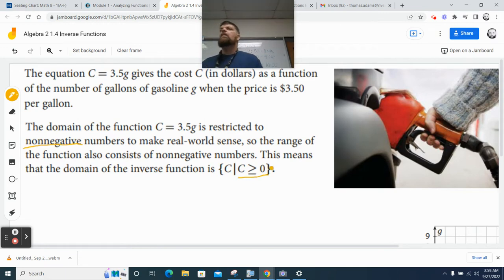Okay? And if you think about that in the context of the problem, I could have 0 gallons of gas. I could have 0.5 gallons of gas. I could have 20 gallons of gas. But what I cannot have is -2 gallons of gas. Does that make sense?